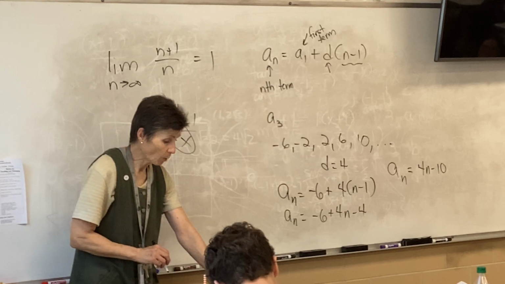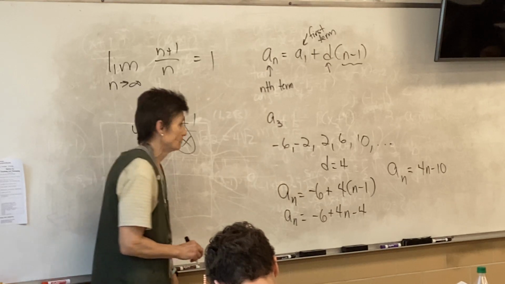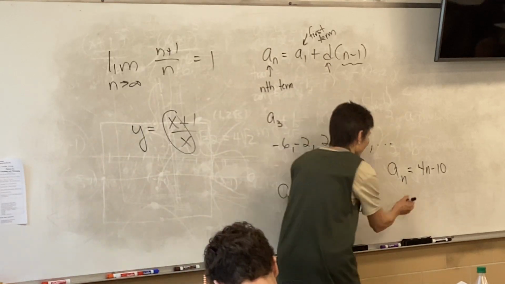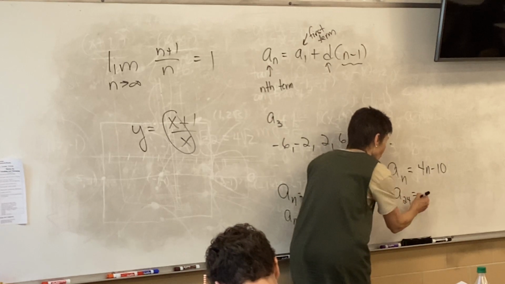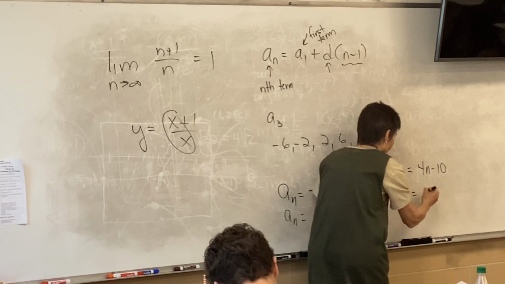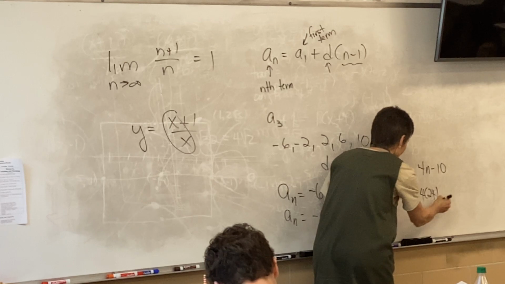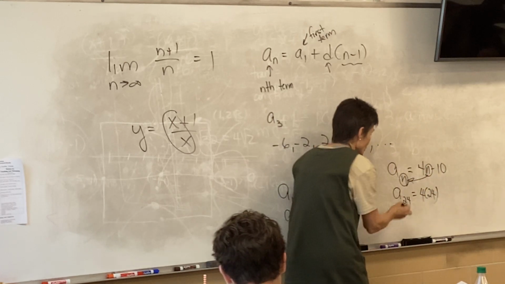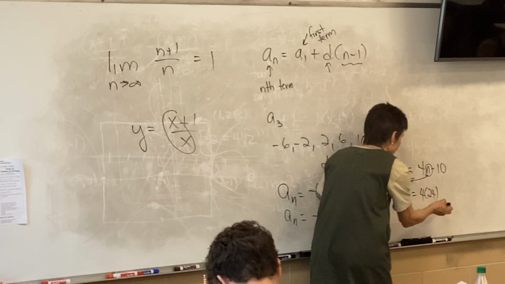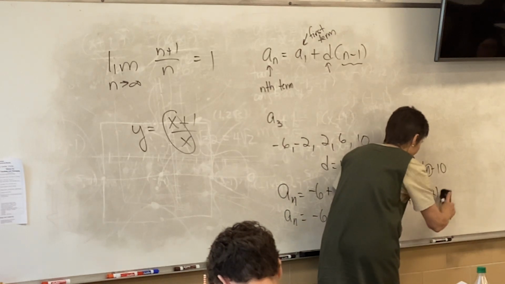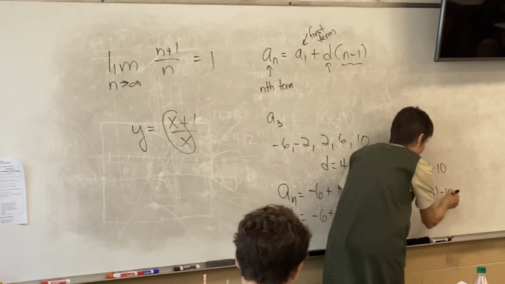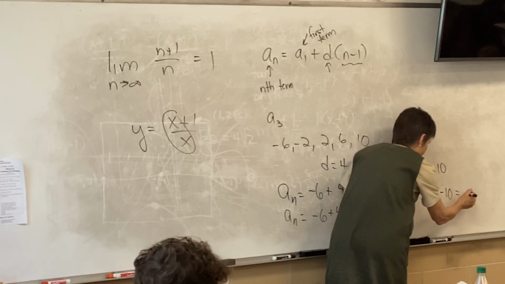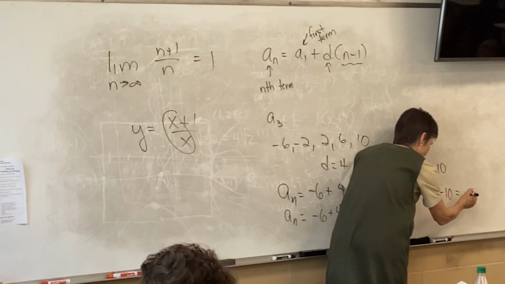Find a sub 24. That's easy. A sub 24 is going to be 4 times 24. This n is this n. They are the same thing. So a sub 24 is 4 times 24 minus 10. What is that? 86? 86.